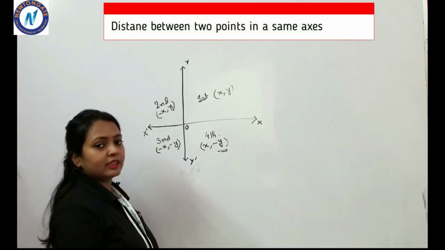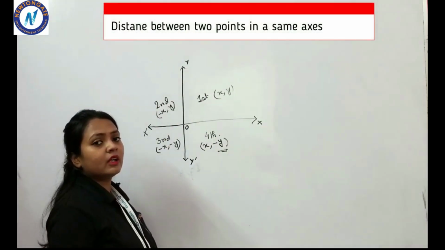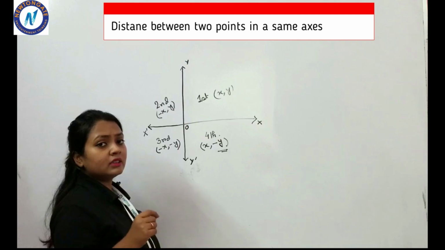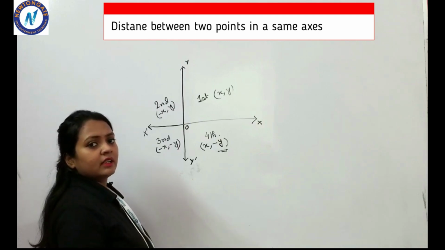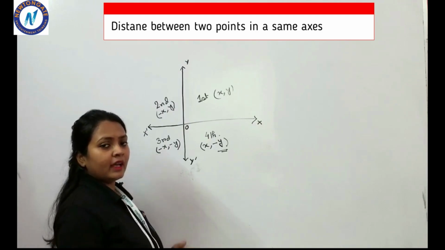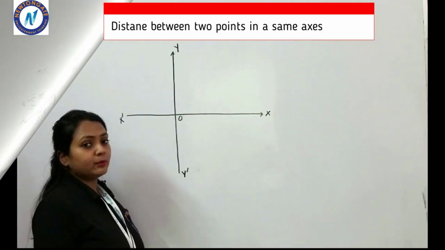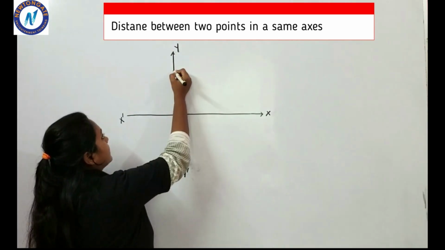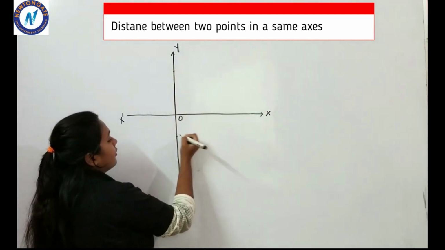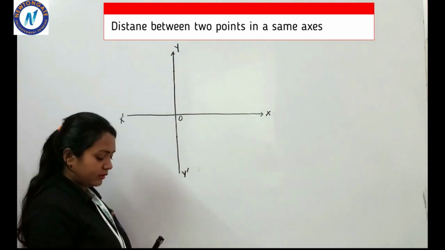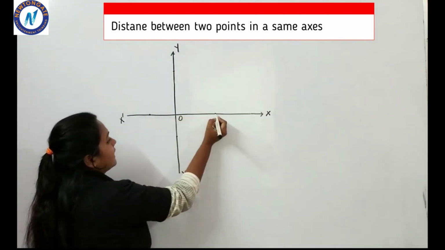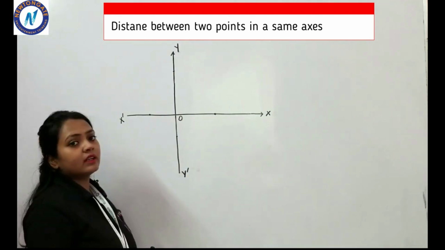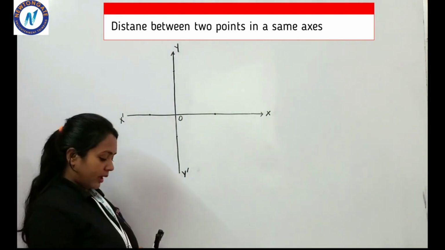Now we move to our next point. What is the distance between two points on an axis? How do we calculate the distance? Let's take an example and look at the figure. If two points lie on the y-axis, then we will find the difference between their ordinates. And if two points lie on the x-axis, then we will find the difference between their abscissas.